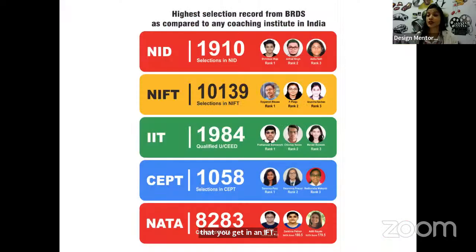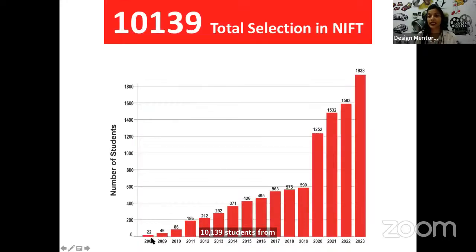Why is this whole session there? Because you want to be in NIFT. So the result is also very important, that you get into NIFT. BRDS results: we are the highest result producer in India, with the highest selection record. Till now, 10,139 students from BRDS went to NIFT. We started in 2008 with 22 students who went to NIFT.